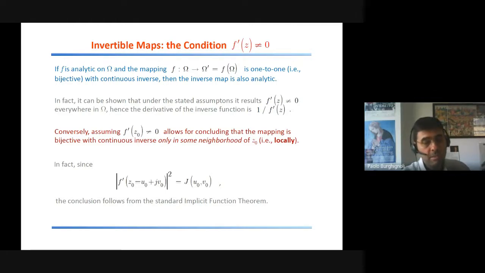And this is also easy to establish, basically because, as we observed, the squared absolute value of the first derivative f prime is equal to the Jacobian determinant. Now, if the Jacobian determinant is different from 0 at any point, you can enforce the implicit function theorem, which in Italy is called the Dini theorem about inverse functions, which guarantees that locally the inverse function exists. Again, locally means that this is true in some neighborhood of z0.